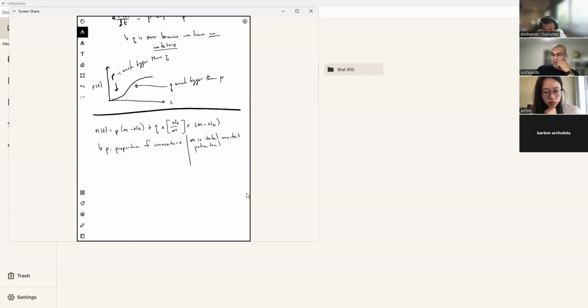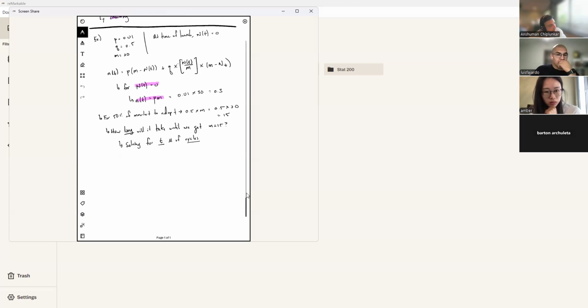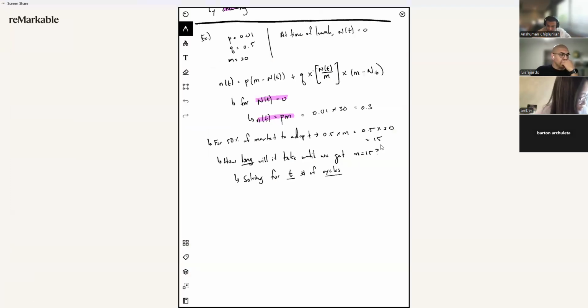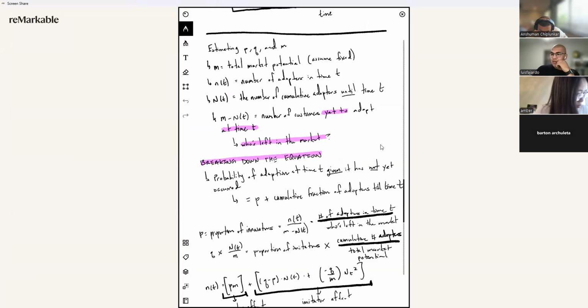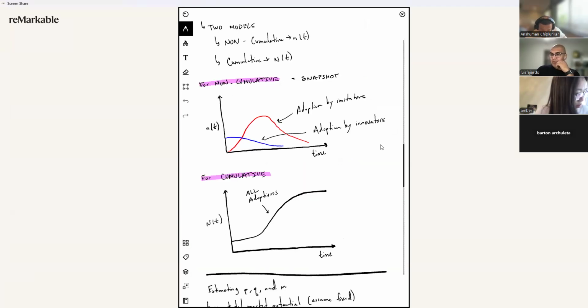So I think I should probably switch over to the notes, because these might make more sense. Okay, so yeah, this is probably a better graph for that. You have two basic models that we're going to look at. There's the non-cumulative, and then there's the cumulative model. And the non-cumulative model tries to separate the adoption by imitators versus the adoption by innovators.